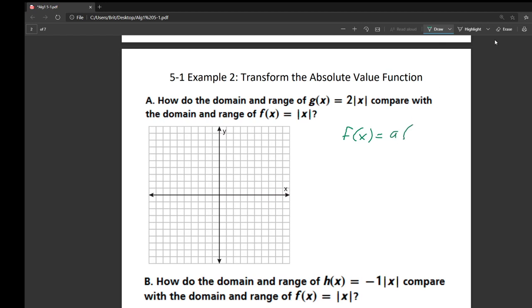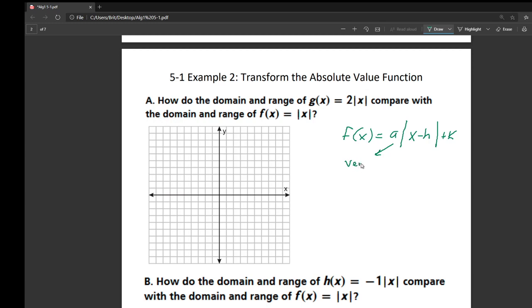Oops, that shouldn't be a curve there. Absolute values have straight lines. So the general form for an absolute value function looks like this. Alright, so this section is only looking at the a value.